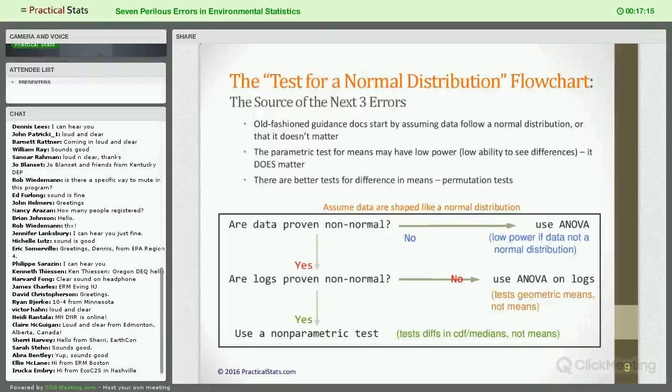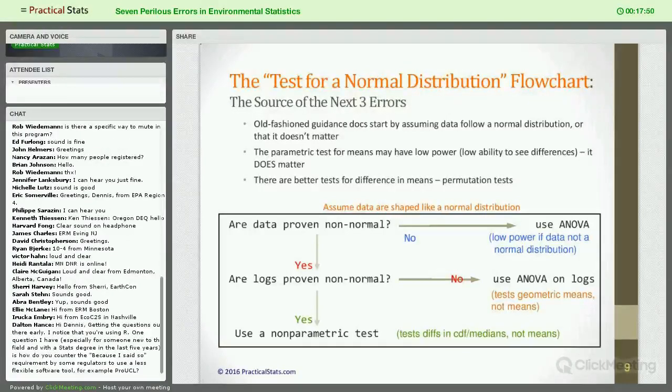All right, second and third and fourth, the next 3 errors have to do with the flow chart. So this is probably a flow chart that looks a lot like flow charts you've seen in a variety of guidance documents. I've seen them in state documents, federal documents, company documents. And so it starts at the top where these orange letters are and says, let's assume that the data to start off with look like a normal distribution. And then we'll run a test to decide what type of test that we want to run. And this is for the situation of comparing groups.